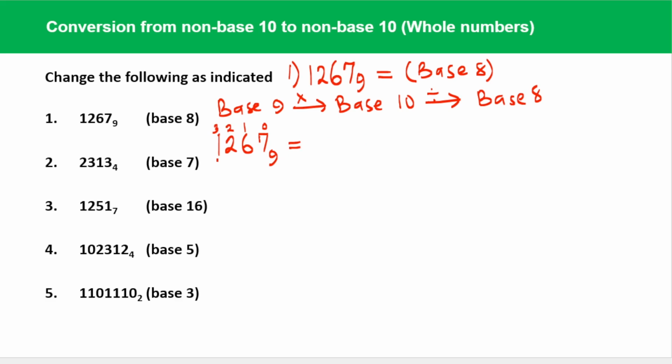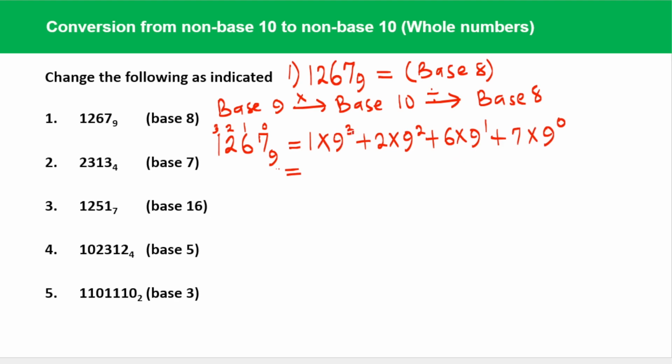The next step will be to use each digit to multiply the base raised to the power assigned to the digit. Therefore, this will be 1 times 9 to the power of 3 plus 2 times 9 to the power of 2 plus 6 times 9 to the power of 1 plus 7 times 9 to the power of 0. The next step will be to simplify this further.